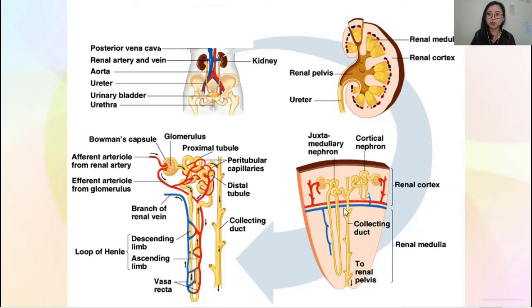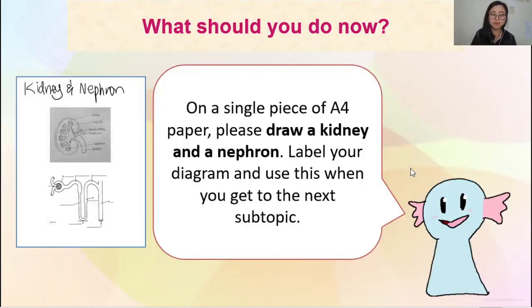In this video, we already went through what is a kidney. We talked about the nephron, which is the functional unit of the kidney. And we also talked about the blood vessels that are associated with the nephrons. Okay, what should you do now? Now, you should take out a piece of paper. On a single piece of A4 paper, please draw a kidney and a nephron. Label your diagram and use this when we get to the next subtopic.